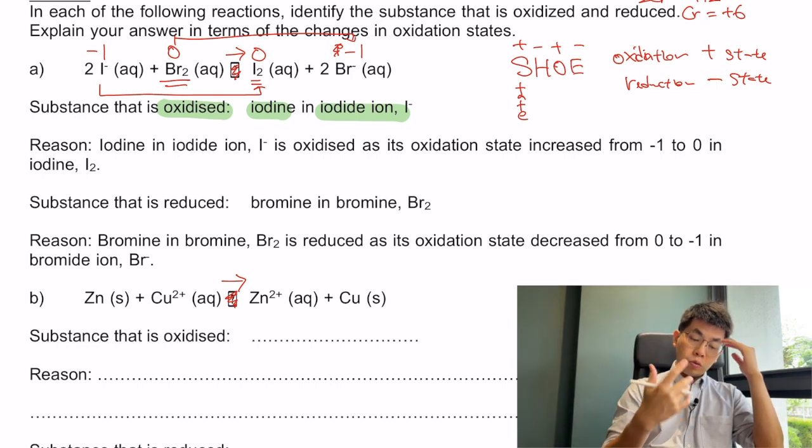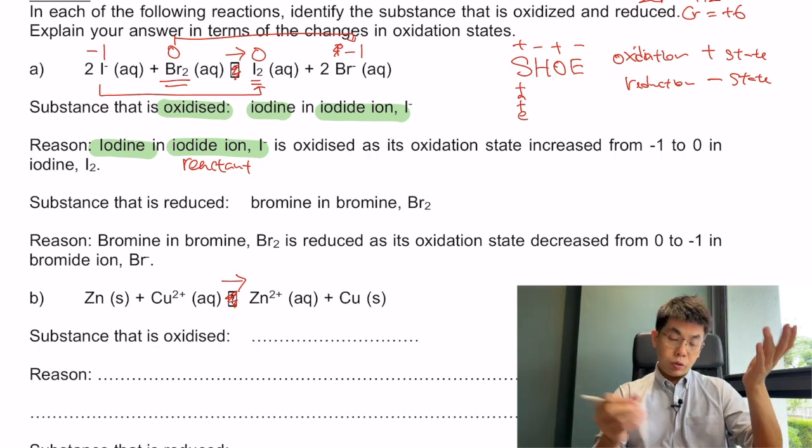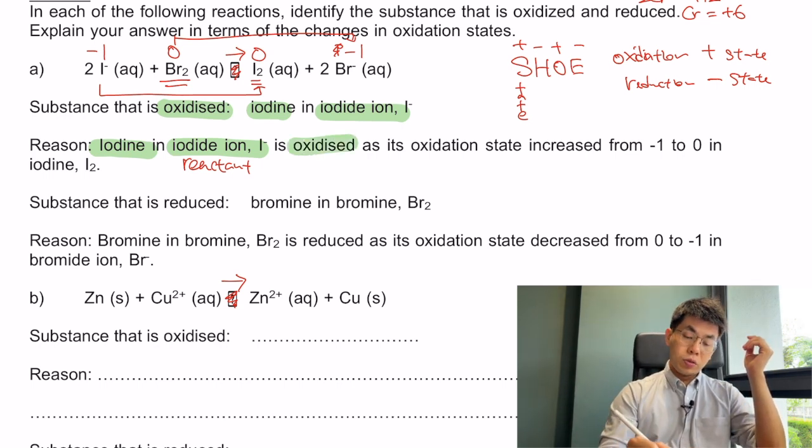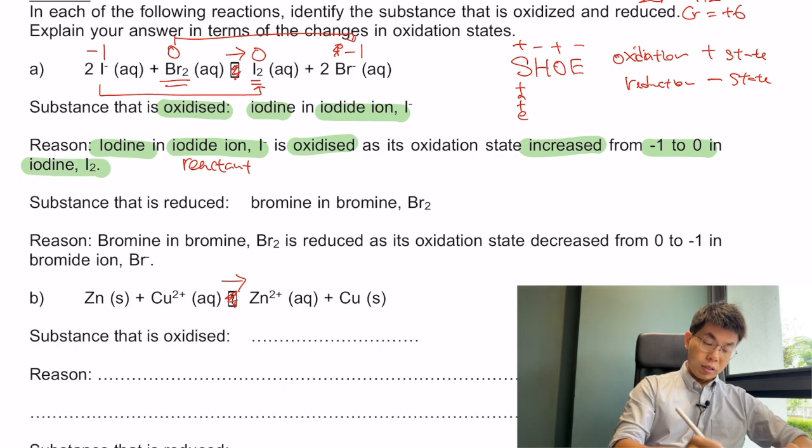So what is the reason? How do we write this? It's very important for you to follow this explanation. The iodine in the iodide ion is oxidized as its oxidation state increased from -1, which is the start, to 0, which is the end, in iodine. So what we need to have is the species in the reactant. So this one is the reactant. And then whether oxidized or reduced. And then whether increase or decrease, starting and ending. And then what is the product?